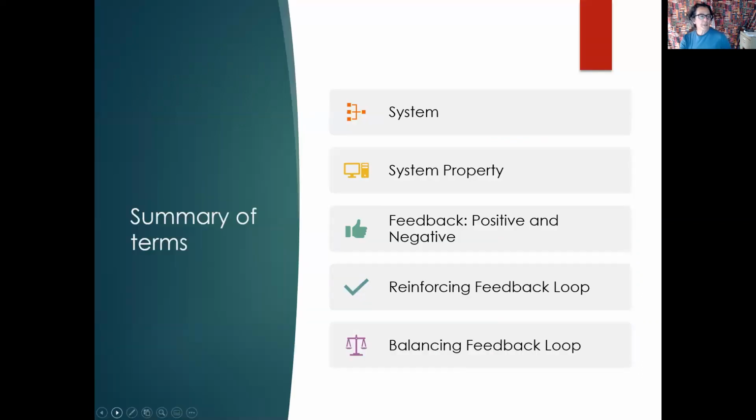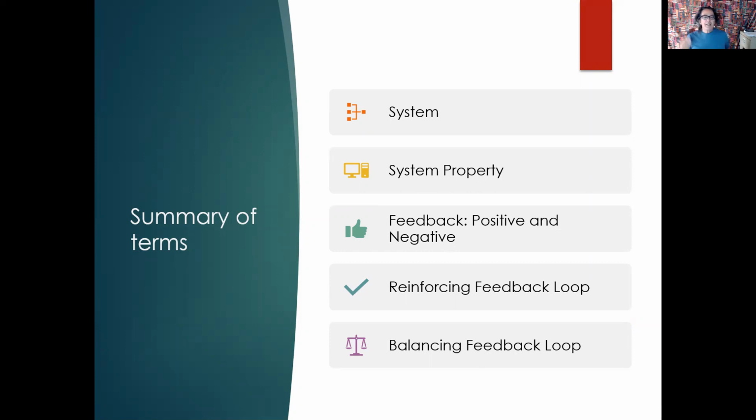So the terms in this first part: system, as in Meadows, is emphasizing a set of relationships and structures arranged around a common purpose or function. A system property is actually something we're going to talk about later. I've hardly talked about system properties, so that's in the third section, I think.